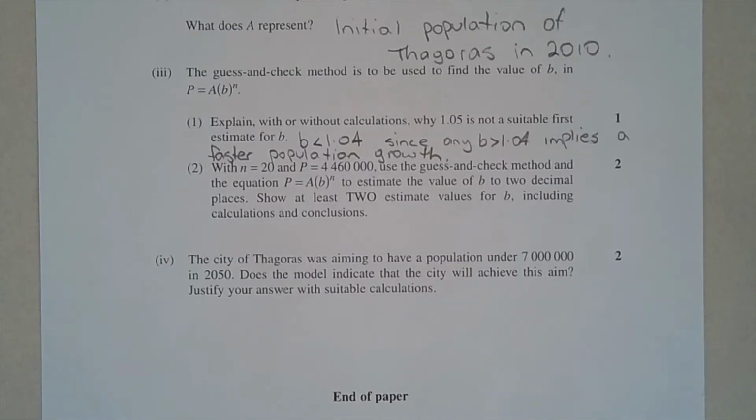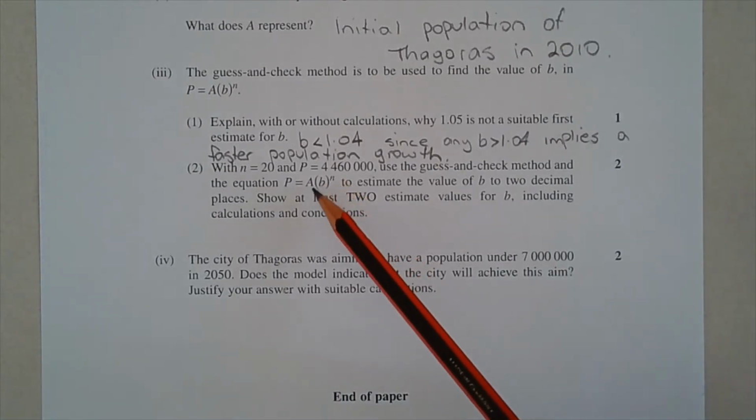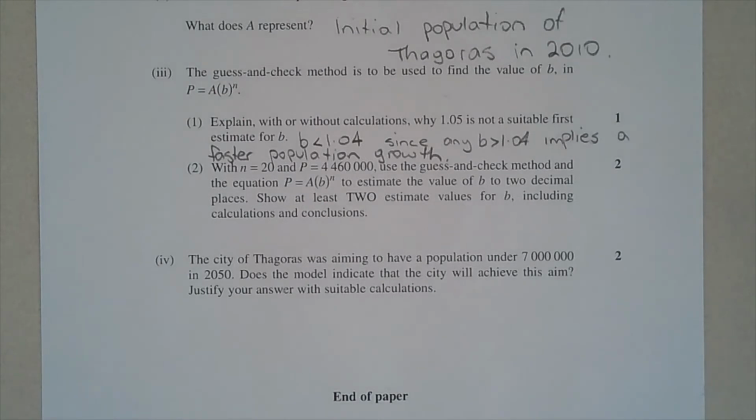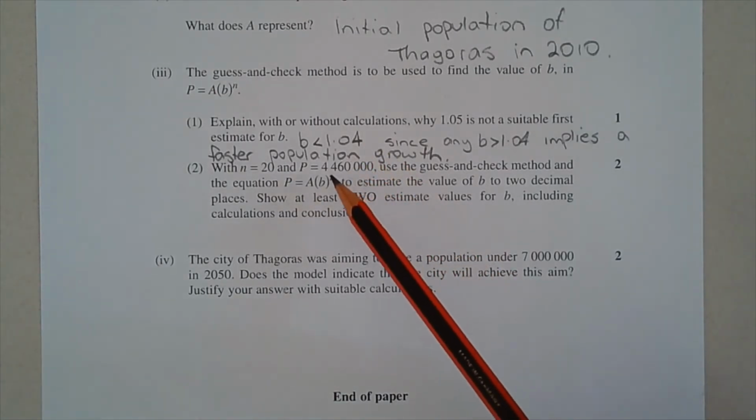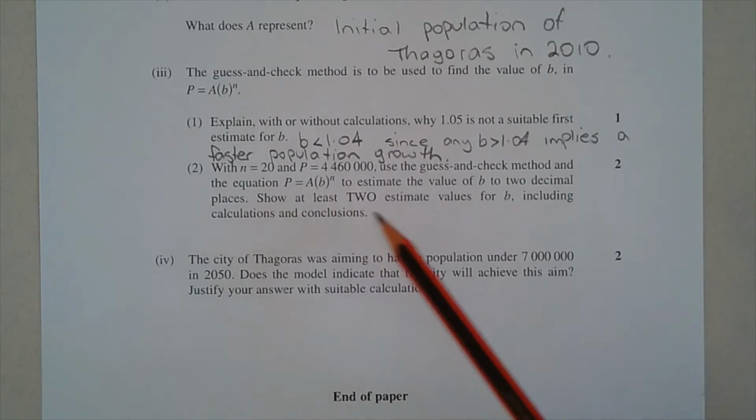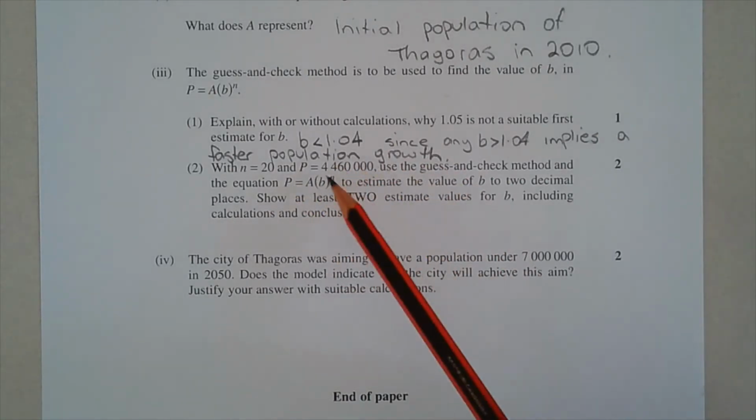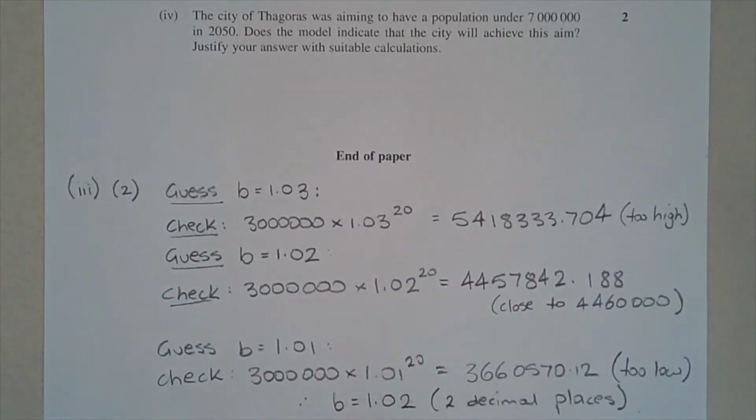Part 3, 2. With n equals 20 and P equals 4,460,000, use the guess and check method and the equation P equals A multiplied by B to the power of n to estimate the value of B to 2 decimal places. Show at least 2 estimate values for B, including calculations and conclusions. Now the value of A is 3 million, and we're going to use that and the value of n, and we're going to guess some values of B to try and get a number for P very close to 4.46 million. Now the value of B needs to be less than 1.04, and that's been established earlier.